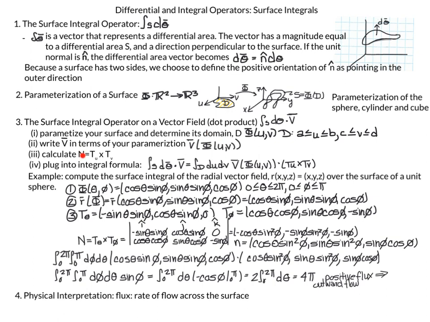Then we calculate our vector normal, and finally we plug in to this integration formula that we're going to integrate over the domain. That means this is a double integral, and we're using our parameterization domain over here to determine our limits of integration. We plug in our v composed of phi, and then we dot that with our vector normal, which is tu cross tv. We will do this example here next.